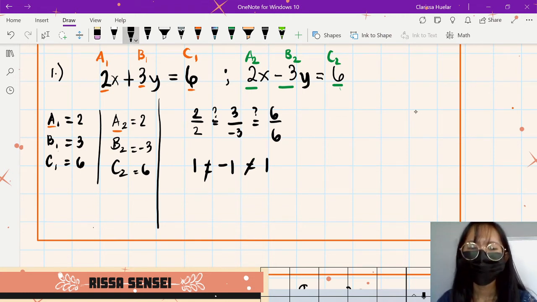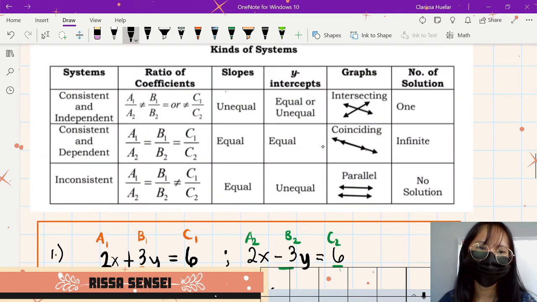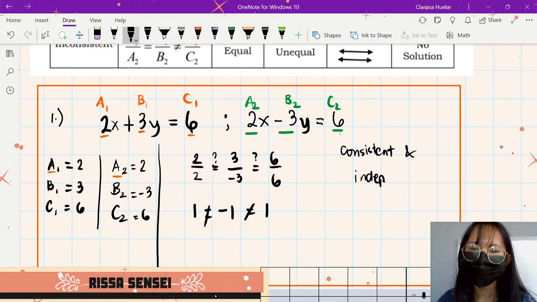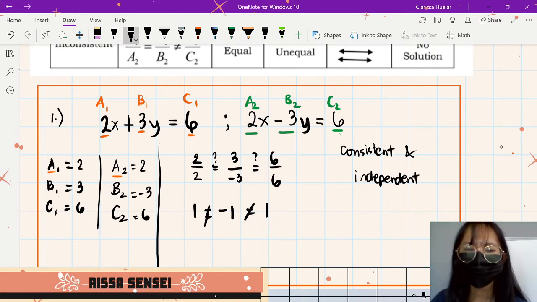And of course, negative 1 and 1 here, they are not equal also. So, not equal. So, kapag not equal, let's go back to the table. Pag not equal, therefore, the system is consistent and independent. Tatandaan, pag not equal, the system is consistent and independent. And kapag ginraph natin itong dalawang equations na ito, mag-intersect sila at exactly one point.